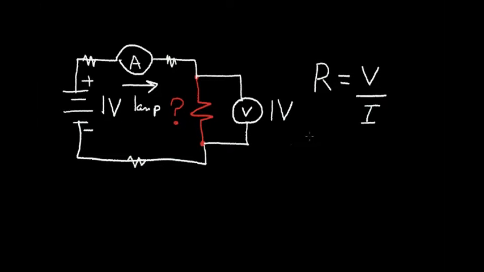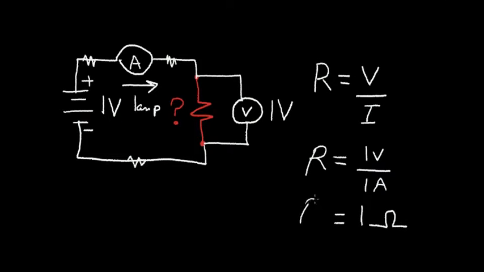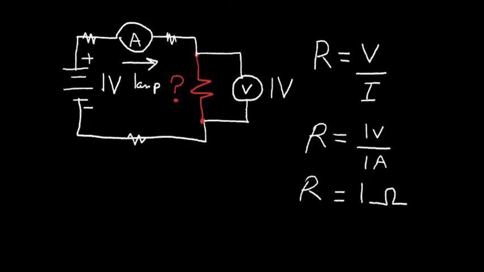So in this case, I can calculate my resistance. R is equal to 1 volt across the resistor divided by 1 amp through the resistor, which is equal to 1 ohm. We use the Greek symbol omega to denote ohms. So that's rather simple.